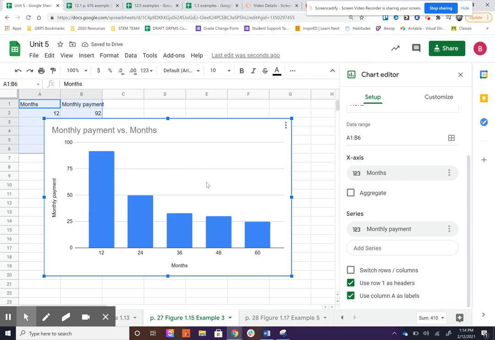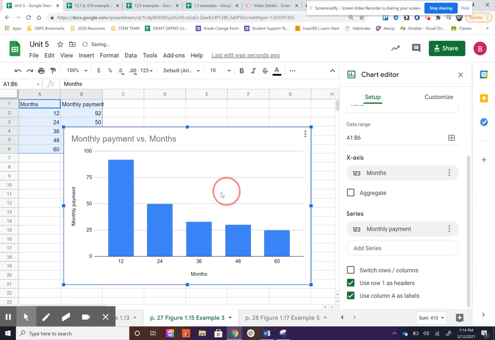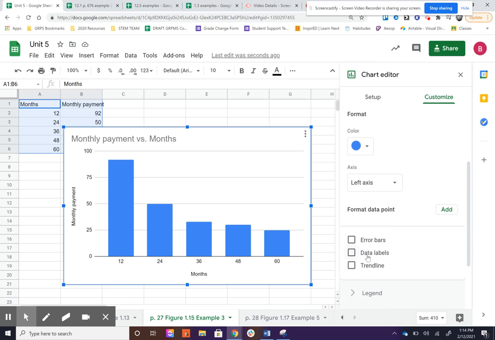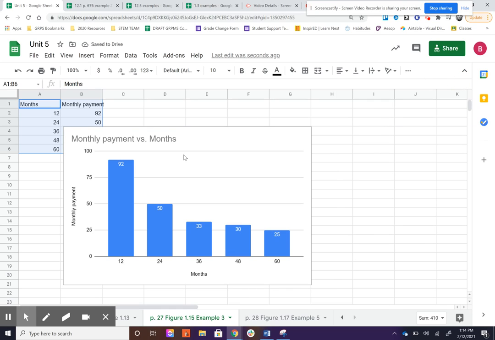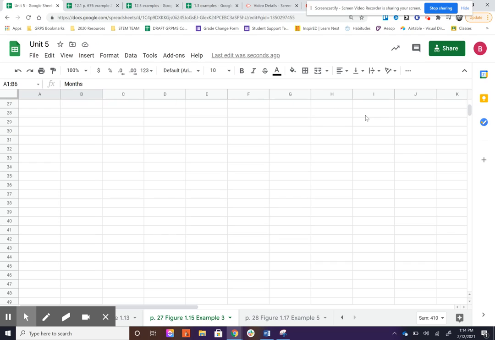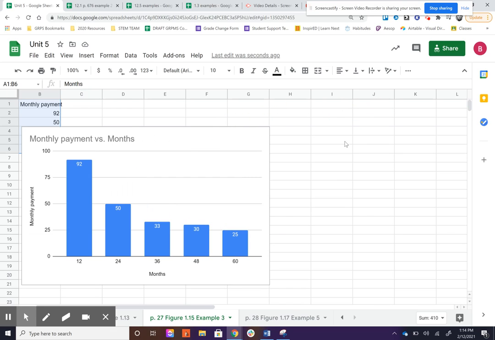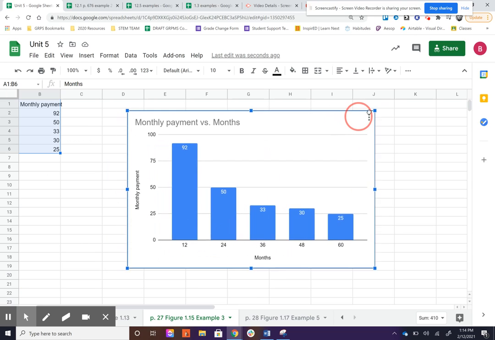And okay, so this is our chart. And let's say we want to customize. Series allows us to put in the data labels. Okay, there we go. So this specific example says, I'm going to move this over here. Find the savings if you decide to pay the balance in 24 months. So if you decide to pay the balance in 24 months, all right, there we go.